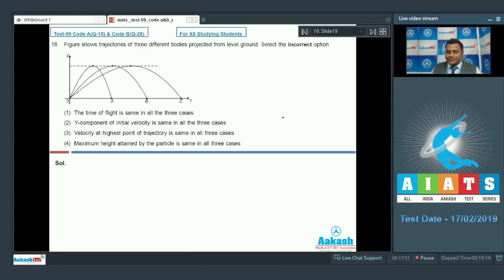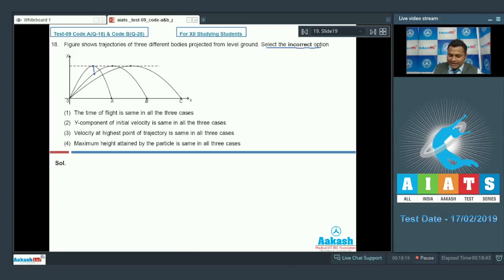Figure shows the trajectories of three different bodies projected from level ground. Select the incorrect option. Let us read the options one by one. First of all, the time of flight is same in all the three cases. Y component of initial velocity is same in all the three cases. Velocity at highest point of trajectory is same in all the three cases. And the maximum height attained by the particle is same in all three cases.